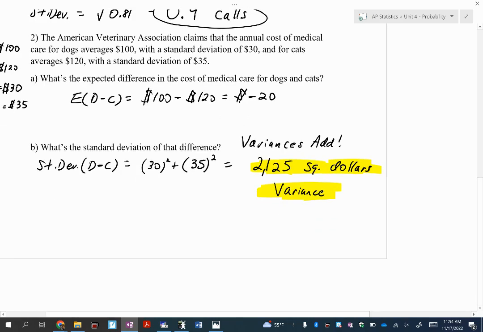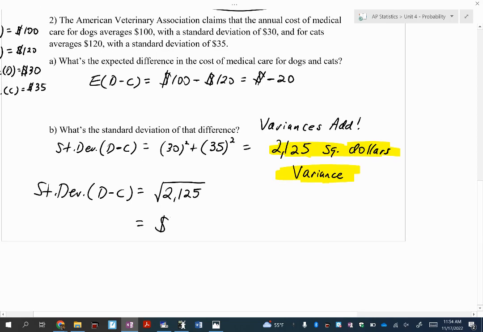So to find the standard deviation of the difference, I'm going to take the square root of 2,125. I think I heard somebody say 46.1.